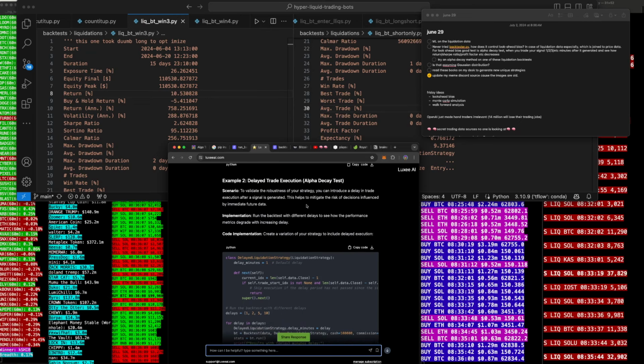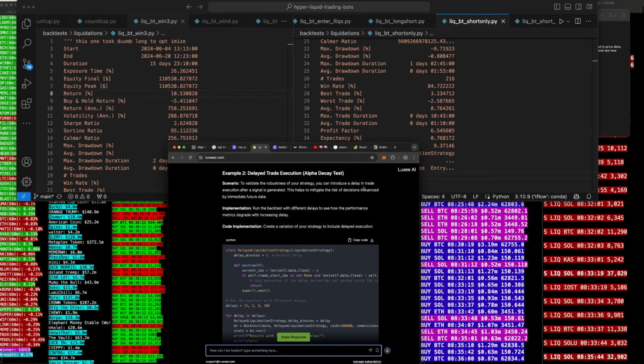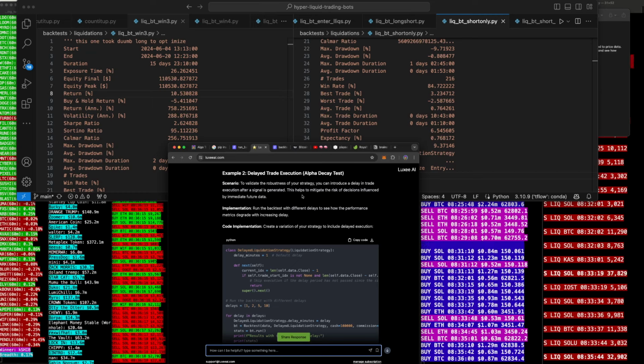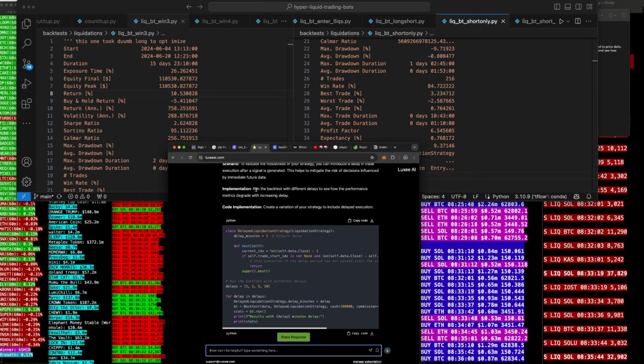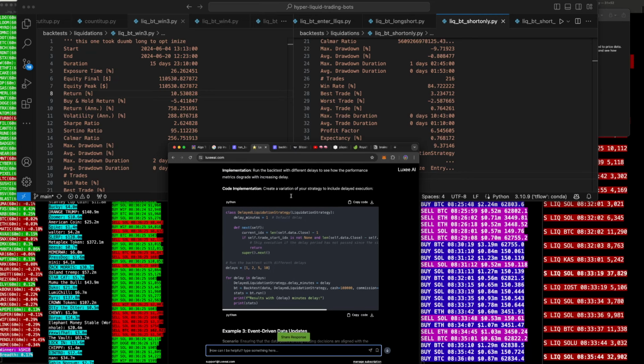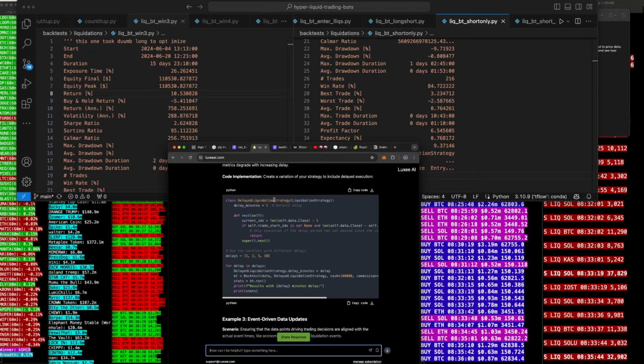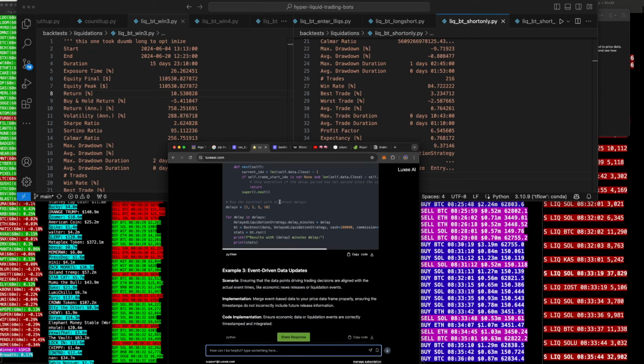To validate the robustness of your strategy, you can introduce a delay in trade execution after a signal is generated. This helps to mitigate the risk of decisions influenced by immediate future data. Implementation, run the backtest with different delays to see how the performance metrics degrade with increasing the delay. Create a variation of your strategy to include delayed execution.